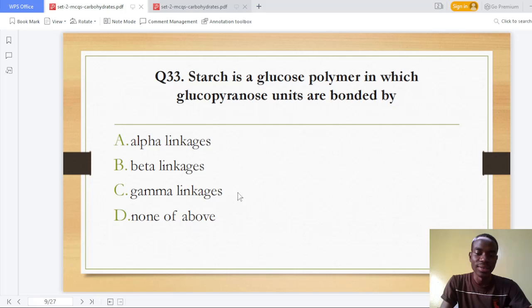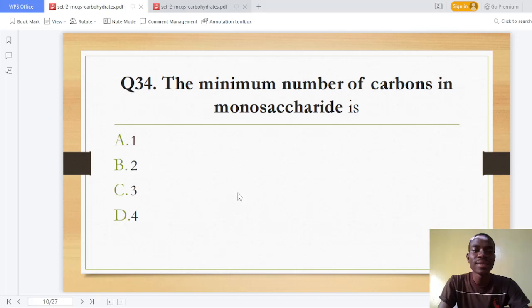Oh, question 34. They're saying the minimum number of carbons in monosaccharide is A, 1, B, 2, C, 3, D, 4. Alright, so the minimum number of carbons in monosaccharides is simply 3. It may even go up to 7 somewhere there, but the minimum number of carbons in monosaccharide is 3.